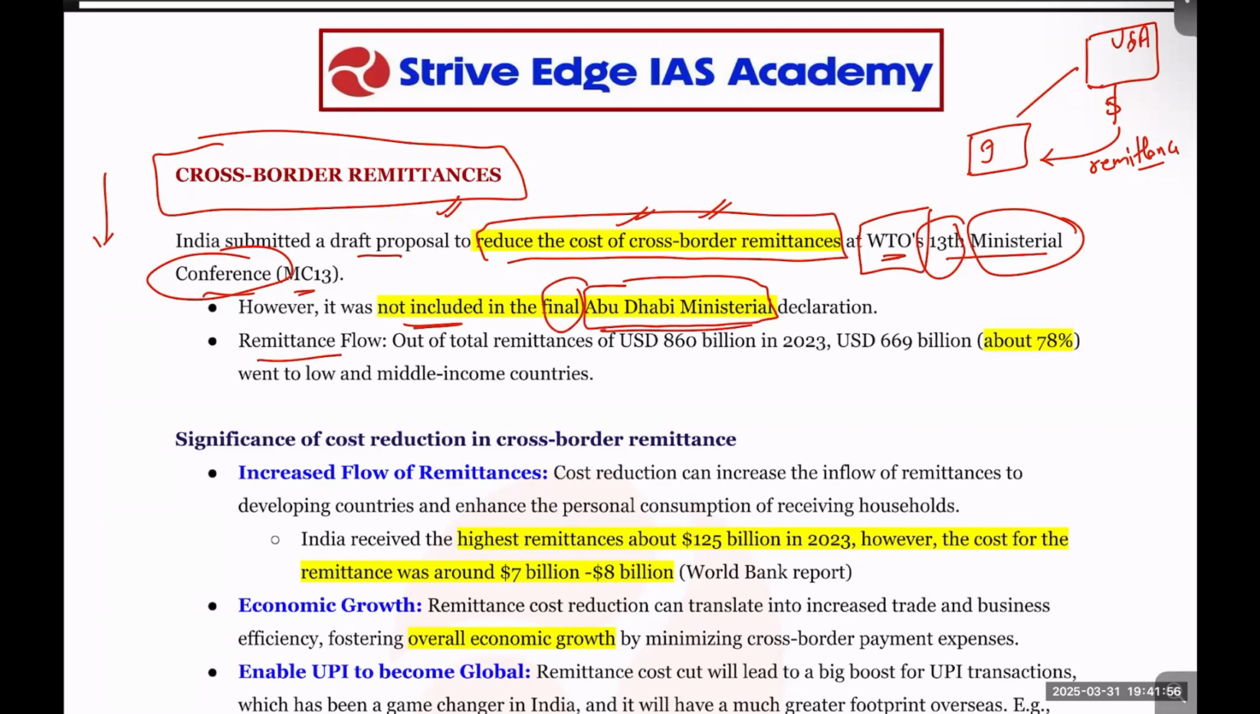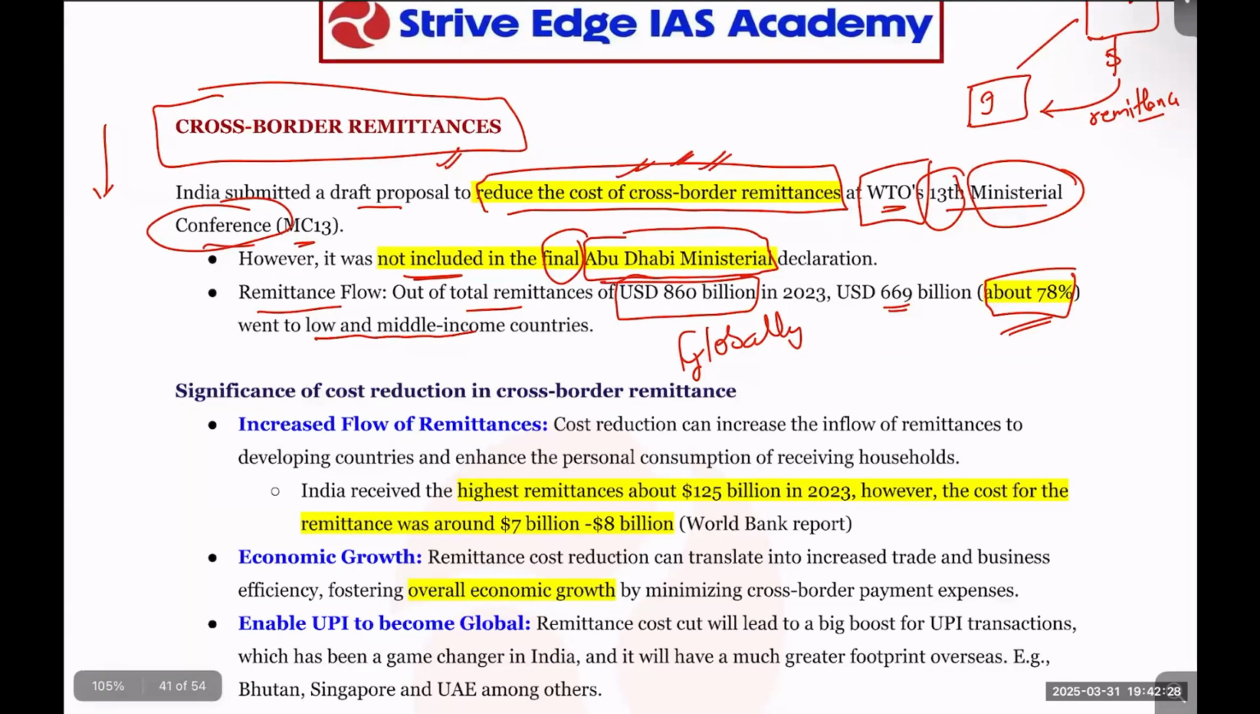Remittance flows out of the total remittance of $860 billion in 2013. It is on a global level. Globally, $860 billion of remittances are going from one country to another. Approximately US$669 billion, that is 78%. Just remember, approximately 80% of the remittances move to low and middle income countries. You should remember this.